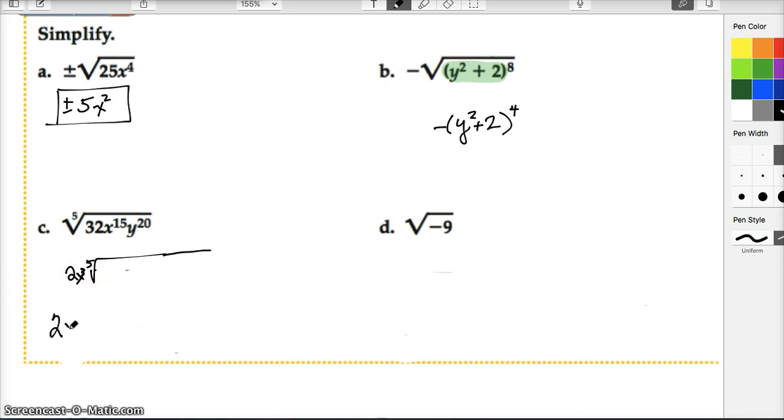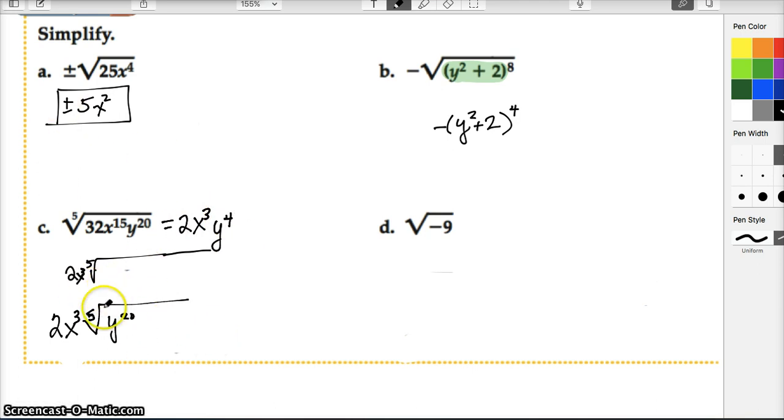So we have 2x to the 3rd power, and we're now dealing with the 5th root of y to the 20th. And if you think about the analogous situation, what did I say last time? Take that 15 divided by 5 and you get 3. Take this 20 divided by 5 and you get 4. So this whole thing, I know I'm not making this pretty, but that's okay. You guys can follow along even with the not too pretty, will become y to the 4th.